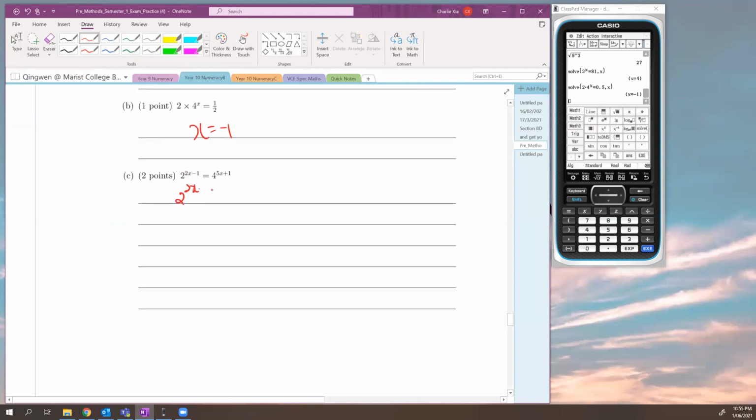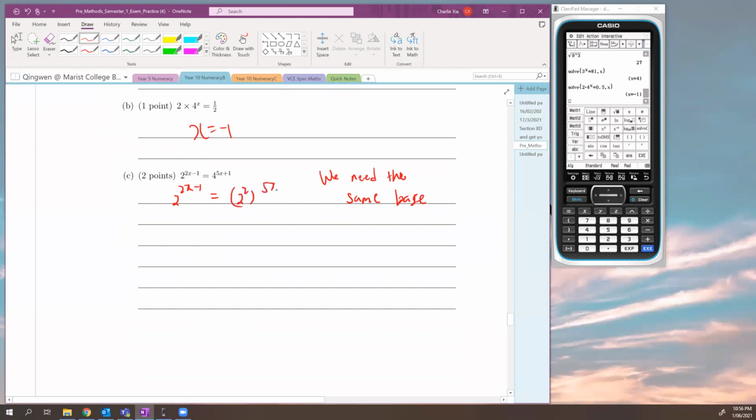2 to the 2x minus 1. We're going to change them to have the same base. We need the same base to calculate. So we've got 2 here, but we know 4 is 2 squared.